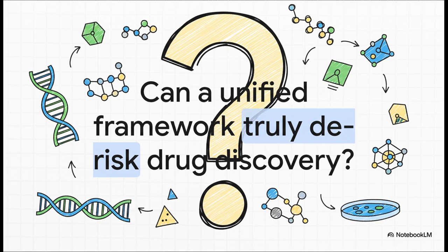The evidence suggests that we are in the midst of a fundamental shift, moving away from a process characterized by trial and error and towards one that is systematic, quantitative, and grounded in human genetics. While challenges remain, this data-driven approach offers a clear path toward improving the efficiency and success rate of developing new medicines.